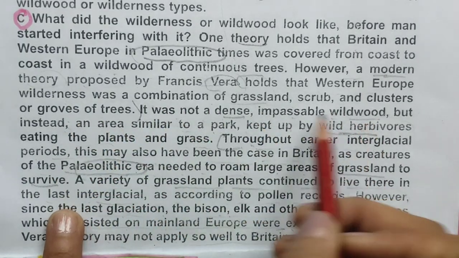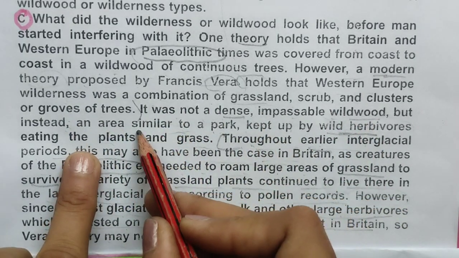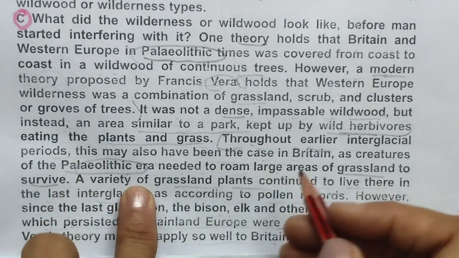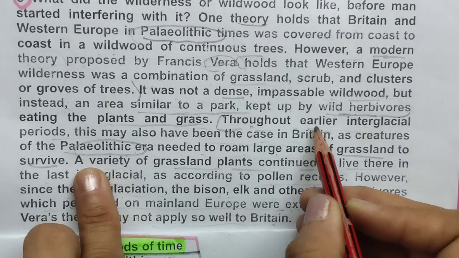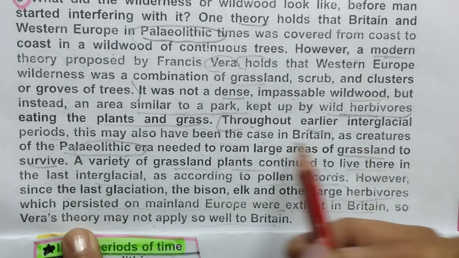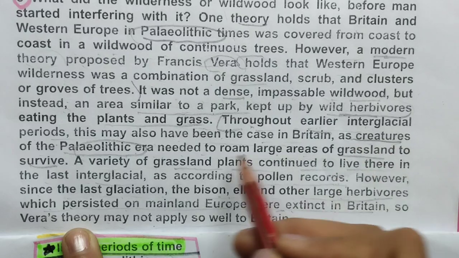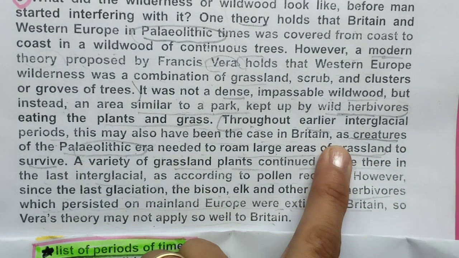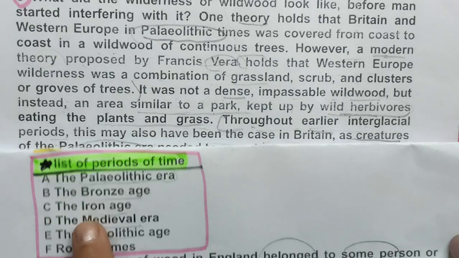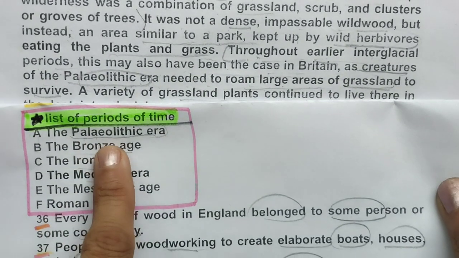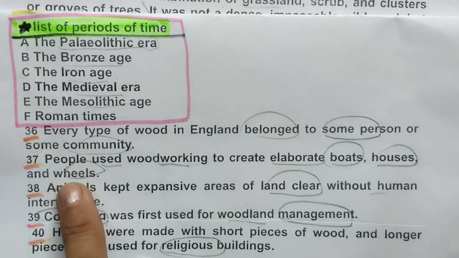It was a dense, similar to kept by herbivores eating the plants and grass. And if you read properly, throughout earlier interglacial periods, this may have been the case: creatures needed to roam large areas of grassland. So creature means animal, and wildlife may be there. So I will show you the option also. This we have found, and let's read the options.